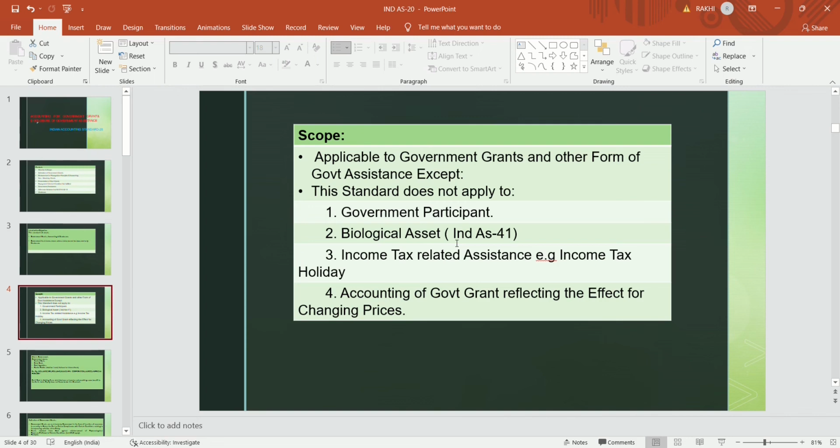And what is government assistance? It is a kind of support which the government gives to the company other than monetary support, any kind of support to develop that company. That kind of assistance is government assistance. Government assistance includes government grant also, so government assistance is a wider term, but it does not include certain things.